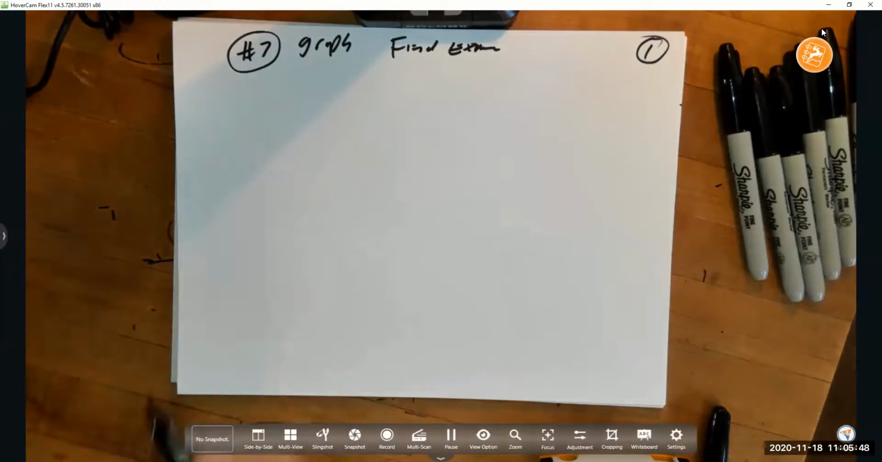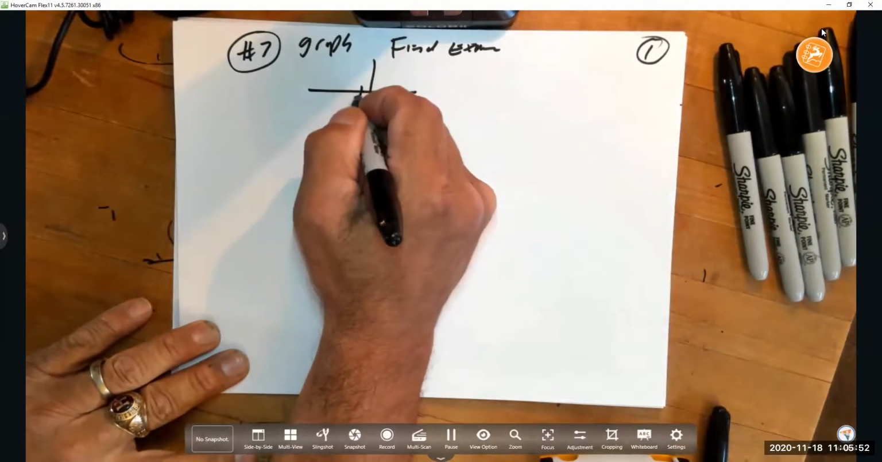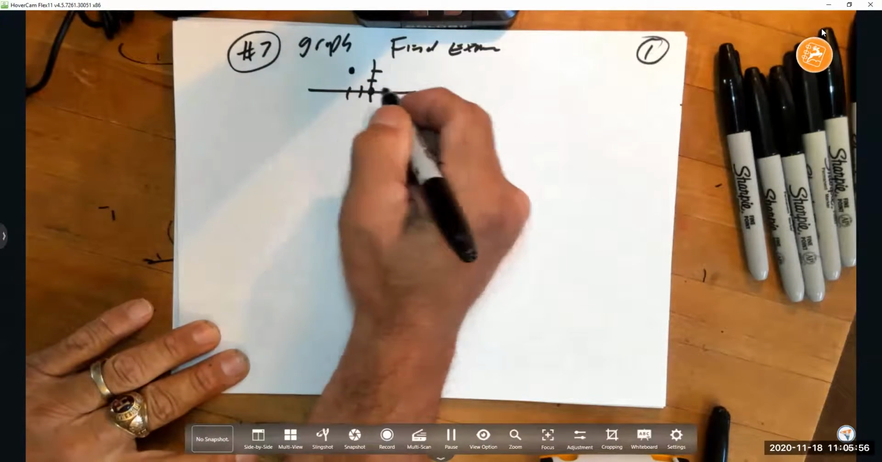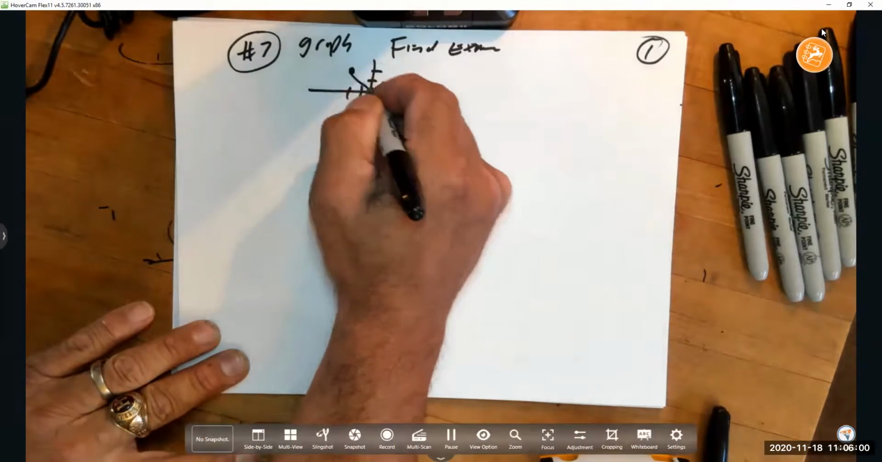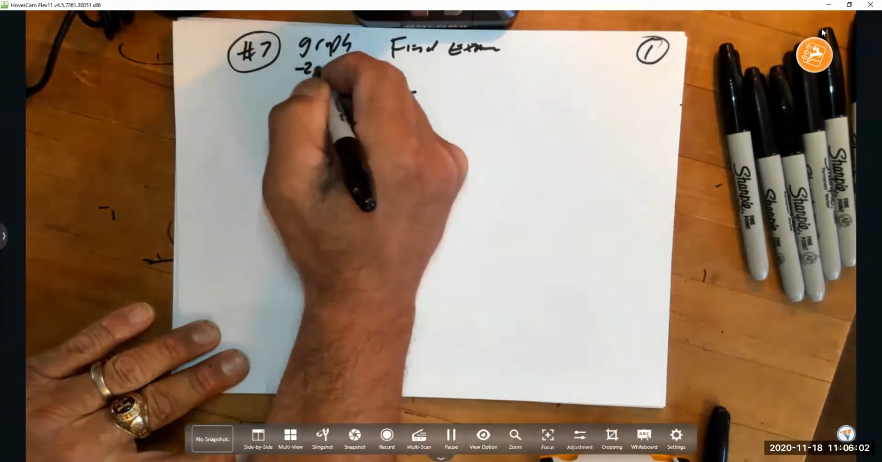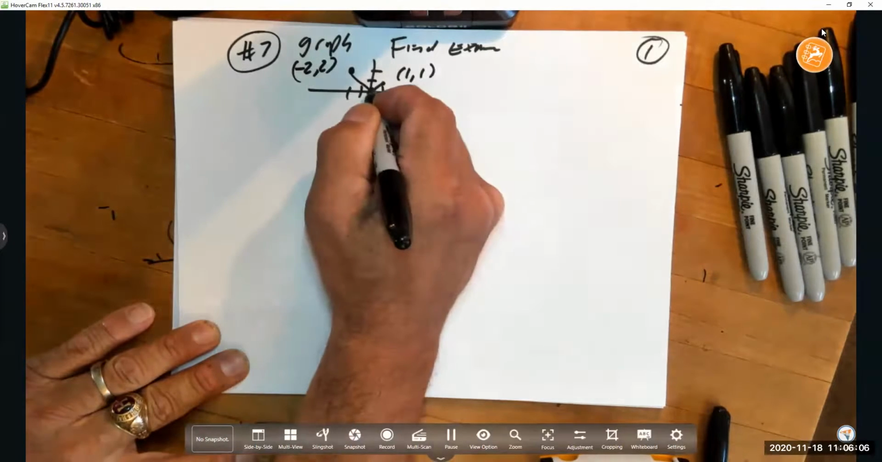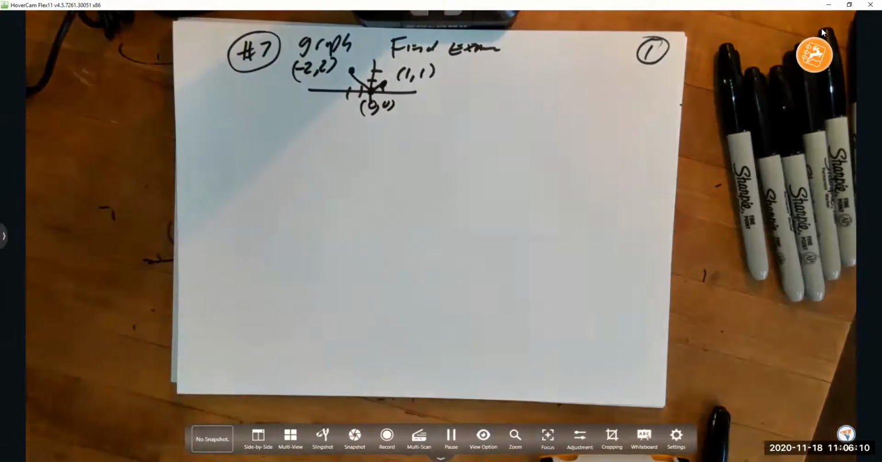Graph. And then let me draw a graph first. And let's say you have 1, 2, 1, 2 right there, and 0, 0, and 1, 1. It's going to be negative 2 and 2. This can be 1 and 1. And that's going to be 0 and 0. All right, so there's a graph right there.